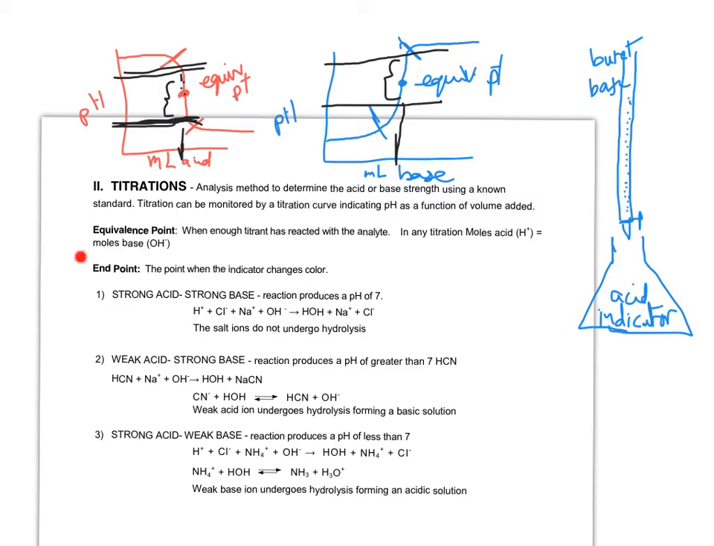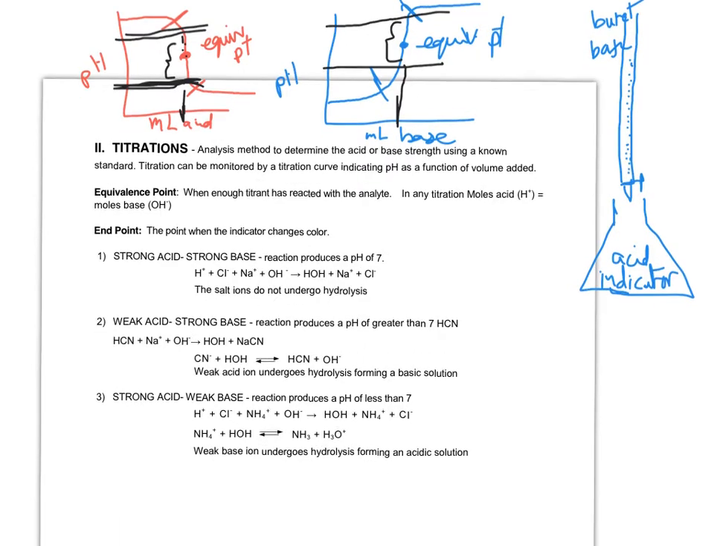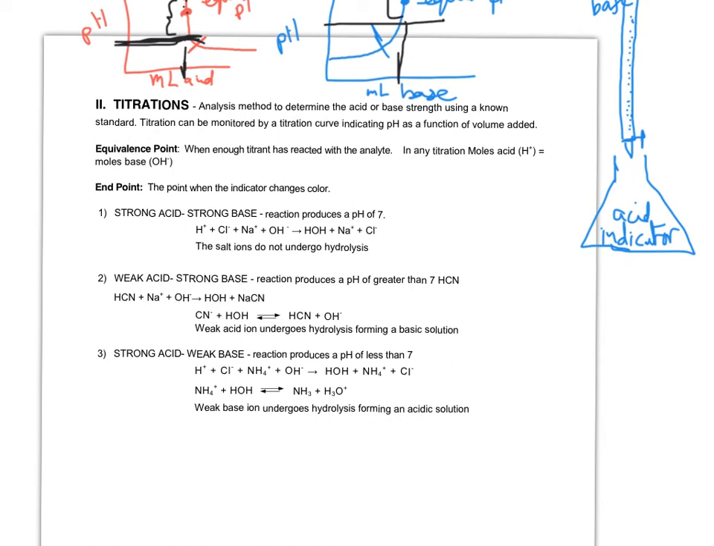So again, the end point is slightly different from the equivalence point, but you usually want to pick an indicator that will have an end point at or close to where the equivalence point will be. There are several types of acid-base titrations. There are 4 types, but we're going to focus mainly on 3 of those types.